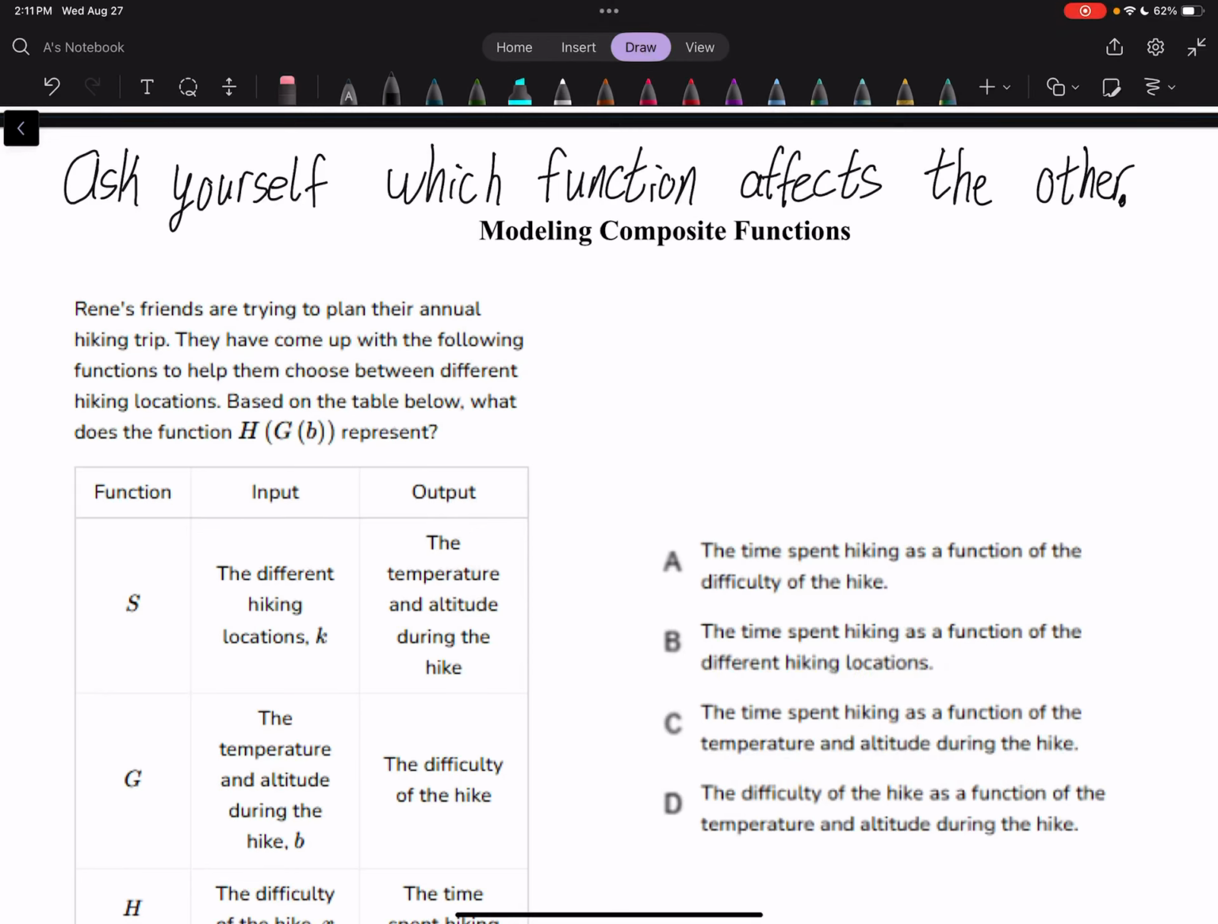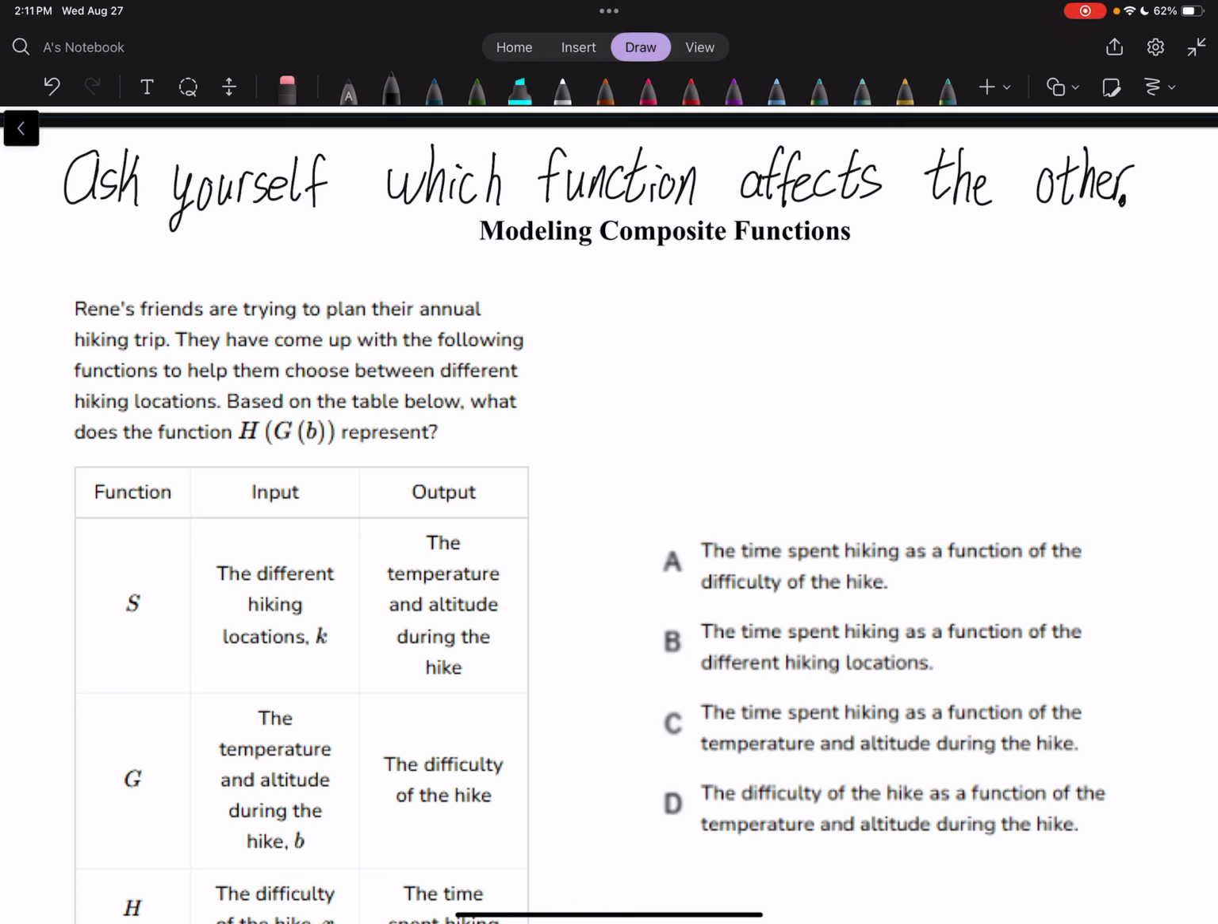Good day. Today we're going to be doing modeling with composition functions. I have a couple different types of examples here to show you. I'm going to work an example. The rest of them will be the work for today.